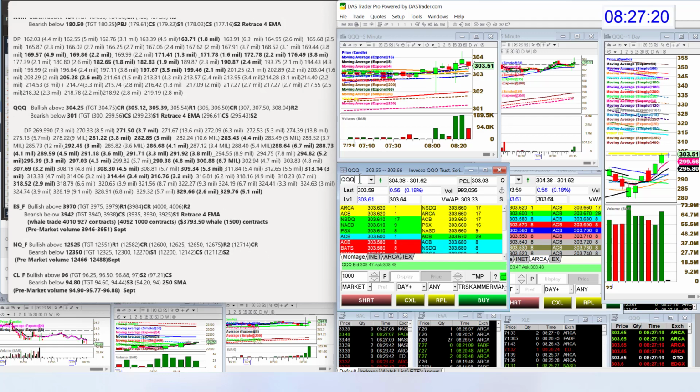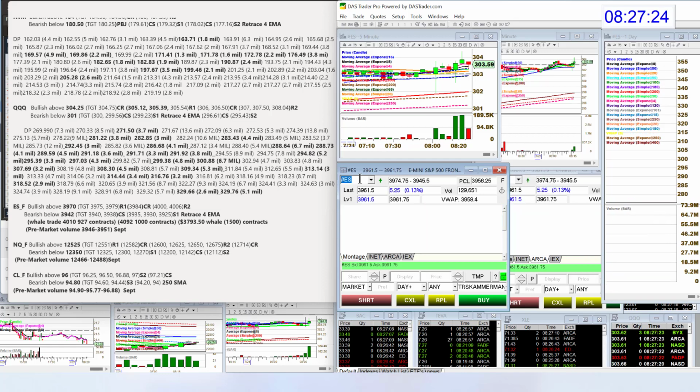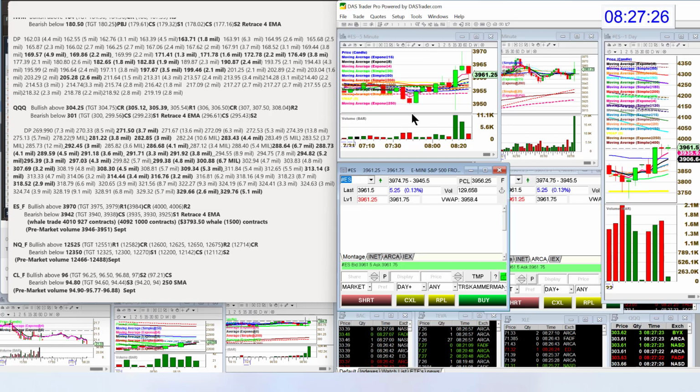Let's head on over to the futures. All right, E-minis bullish above 39.70. Just went right up there and tagged it and pulled back. That's a pretty key level. Bear below 39.42.